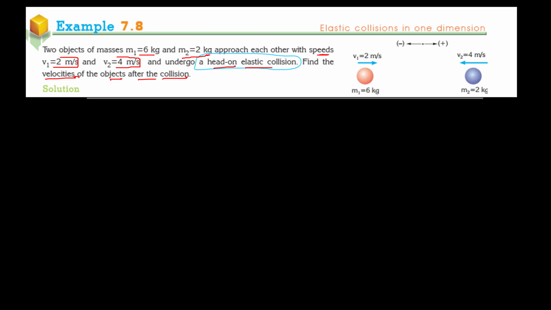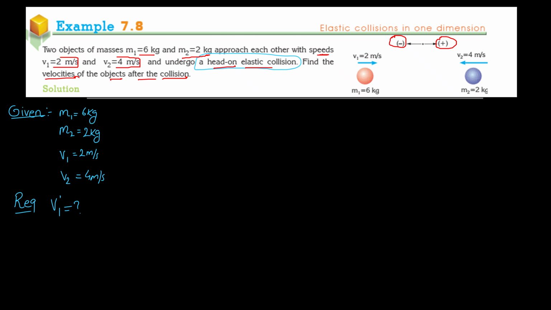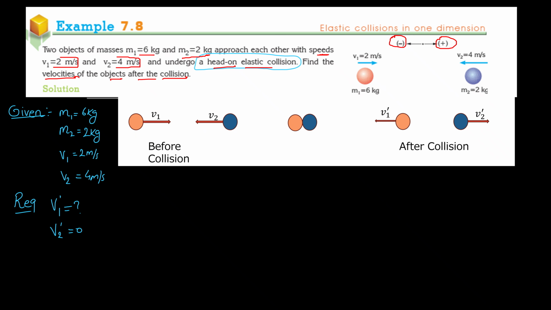So now there are two objects and they are moving toward each other, and this side is taken to be positive, the left side is taken to be negative. Now let's see what is given. The mass of the first object is 6 kg, the mass of the second object is 2 kg, the velocity of the first object is 2 meter per second, for the second object it is 4 meter per second, and we need to find the velocity of the first object after collision, and similarly the velocity of the second object after collision.